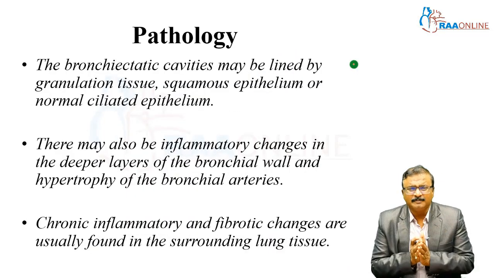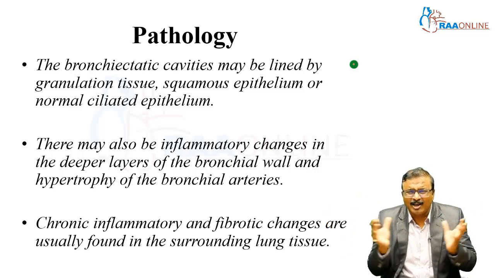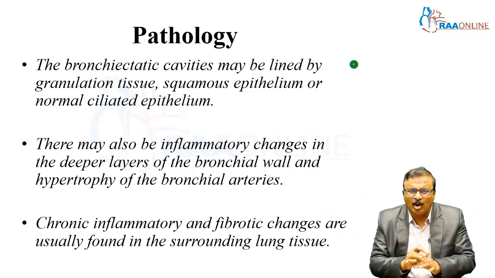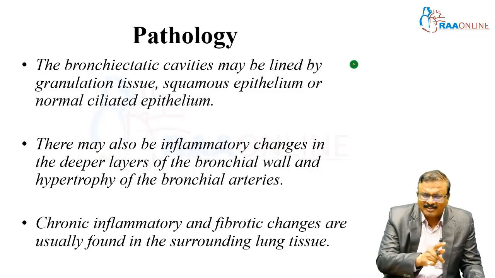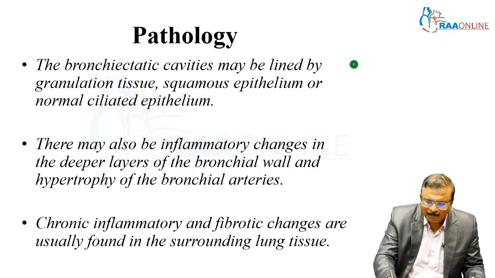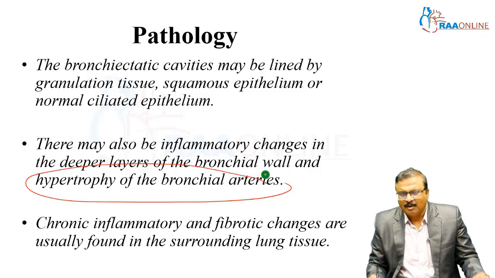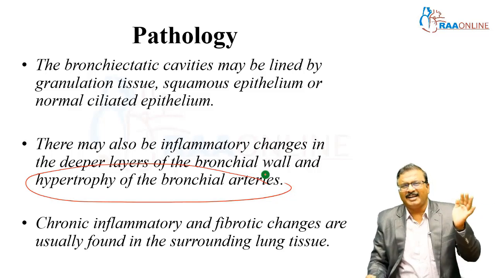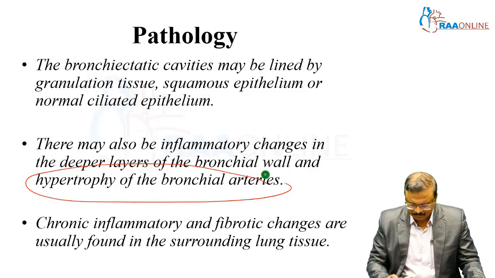What is the pathology? These bronchiectasis cavities are usually lined by granulation tissue, squamous epithelium or normal ciliated epithelium. In the deeper layers of the bronchial wall there is inflammation, followed by hypertrophy of the bronchial arteries, which is followed by chronic inflammatory and fibrotic changes usually surrounding the lung tissue.